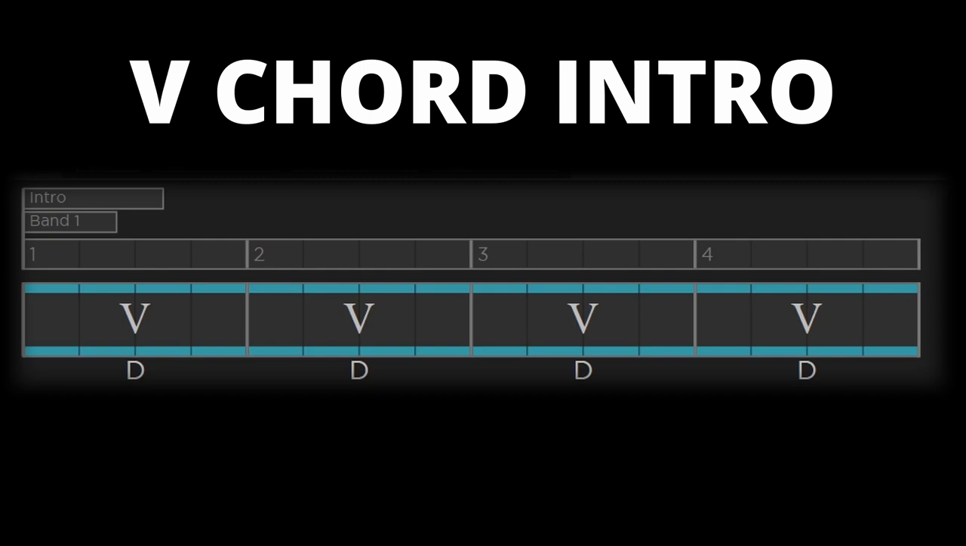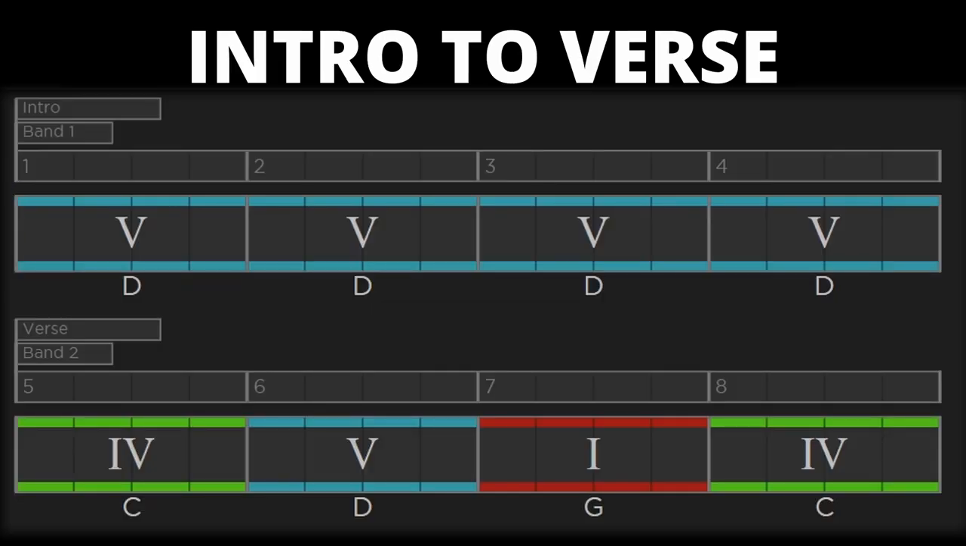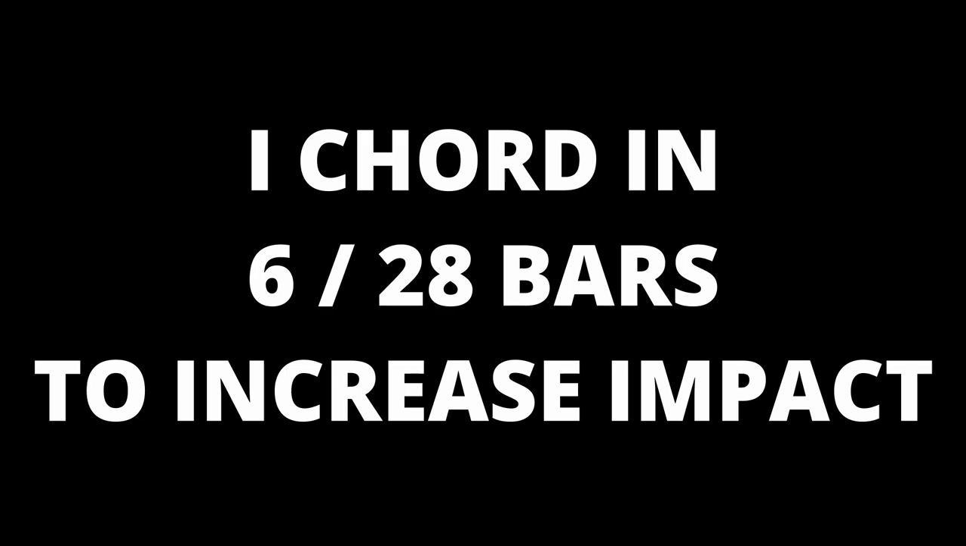The first thing we have done is change the intro to the 5 chord. This helps to mask what key we are in to begin with and reduce our use of the 1 chord. It also increases the desire to move to the 1 chord, which we frustrate by starting the verse on chord 4. Chord 1 is now only in 6 bars out of 28.